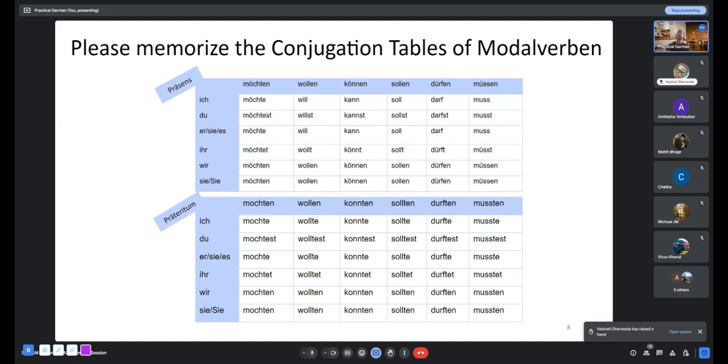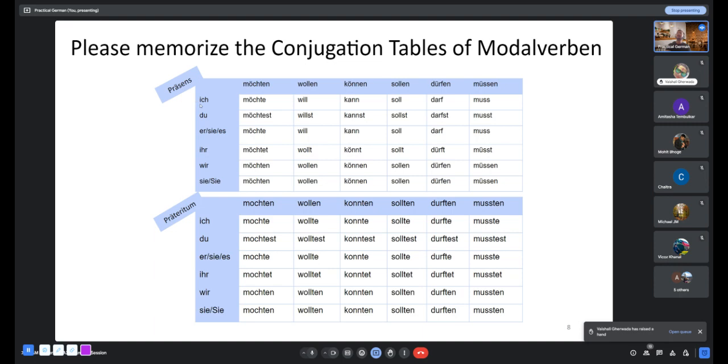So möchte, möchtest, will, willst, kann, kannst, soll, sollst, darf, darfst, muss, musst. Again, if you add -st, it will sound like musst. Okay, so I hope you understand the logic, right? Again, if you know it for ich, you know it for er/sie/es, right? It's the same thing. Ich and er/sie/es, the conjugation of the modal verb is the same.